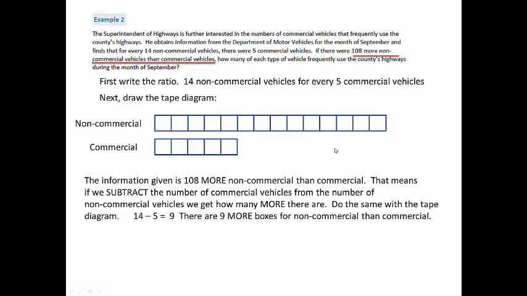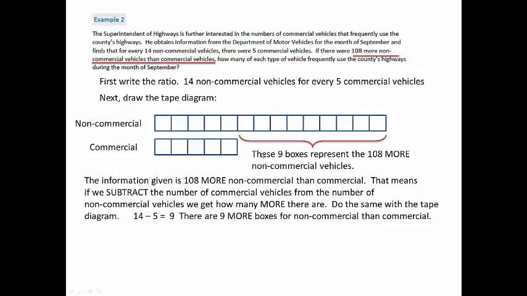14 non-commercial minus 5 commercial. That means there are 9 more boxes for non-commercial than commercial. These 9 boxes represent the 108 more non-commercial vehicles. See how it's sticking out past commercial? When it says how many more, that's a good time to know to subtract. And you can see visually that the more part is sticking out past the commercial part.